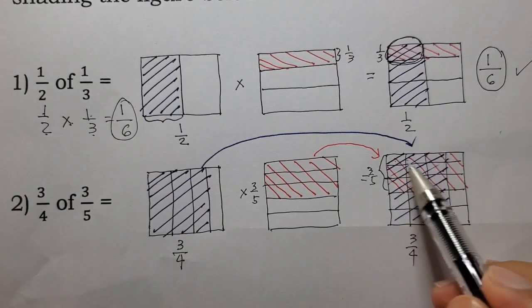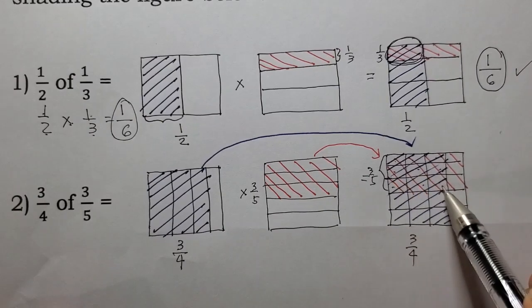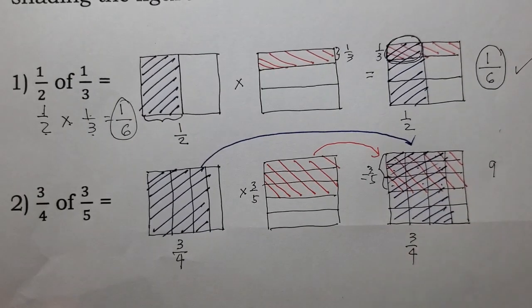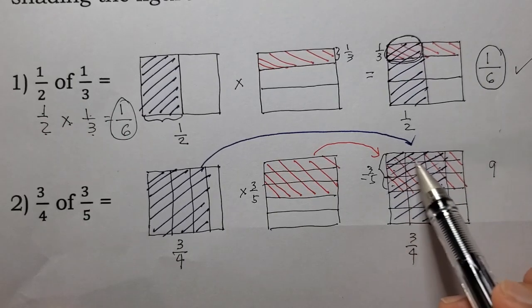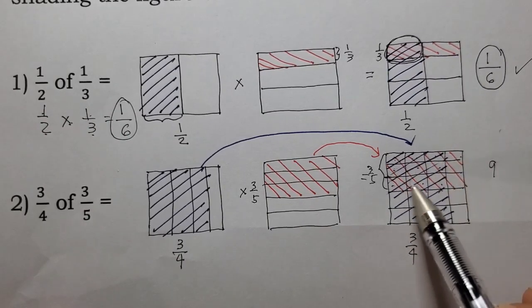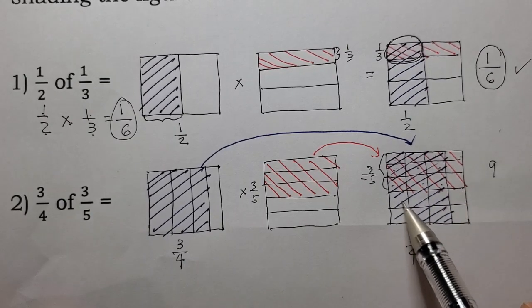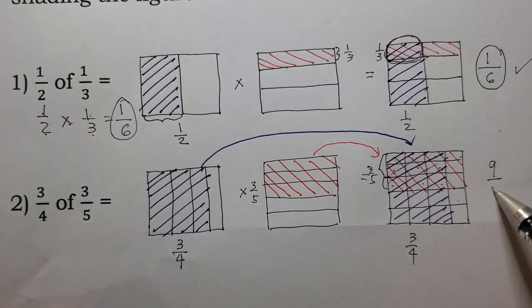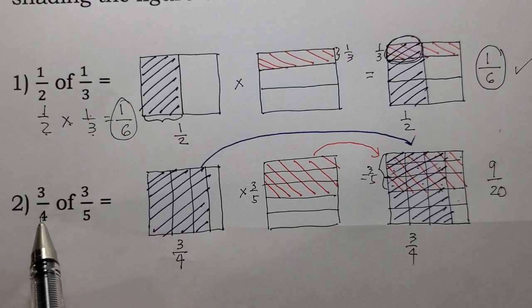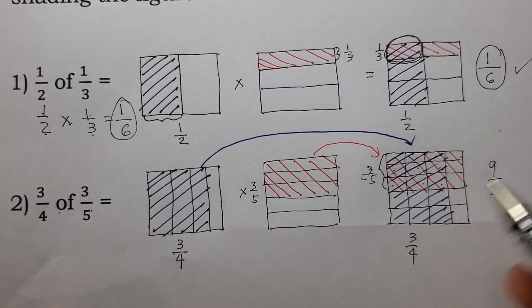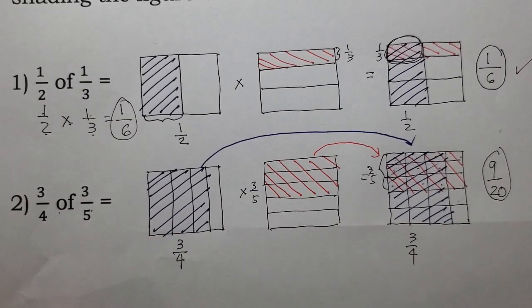Okay, so 1, 2, 3, 4, 5, 6, 7, 8, 9. 9 parts were shaded twice. And of course, out of 1, 2, 3, 4, 4, 8, 12, 16, 20. 20 equal parts. So therefore, if you will multiply or get the 3/4 of 3/5, that will give us 9/20.